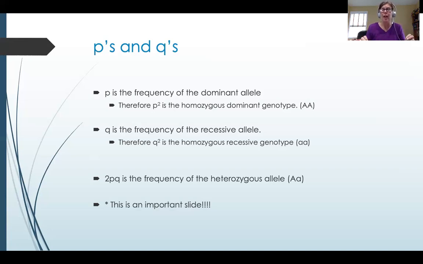2PQ is your heterozygous. I'm saying I have a P and a Q, which is big A, little a, but I can also have little a, big A. There are 2 ways to get a heterozygous: big A, little a, or little a, big A. That's why you have that number 2 there. You have 2 ways of getting the heterozygous. So that formula is 2PQ.